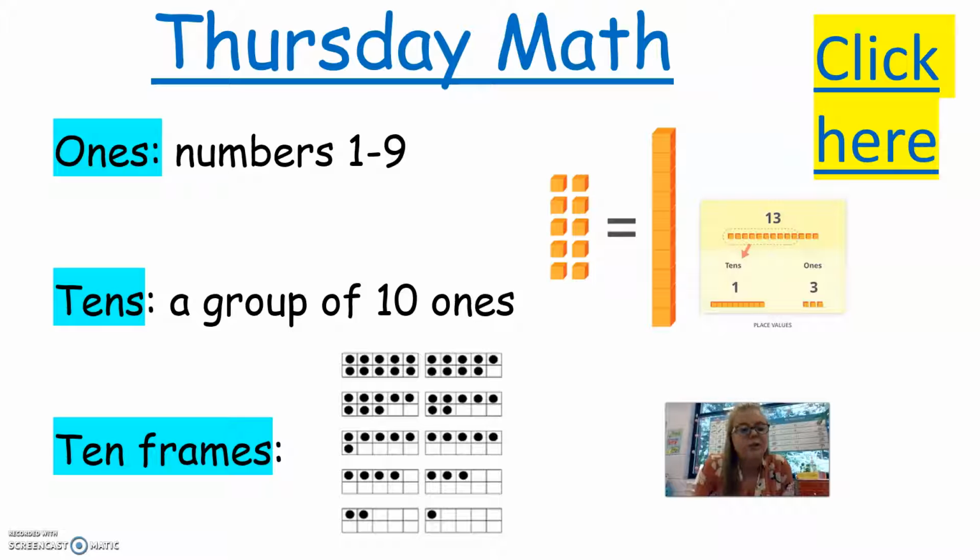So today we're going to be doing a little bit of what we did yesterday. So you need your ones, your tens, and your 10 frames. These are going to be our vocabulary words. Remember, ones are numbers 1 through 9. They can be represented as these little squares, these little cubes, and when we draw them, as little circles.